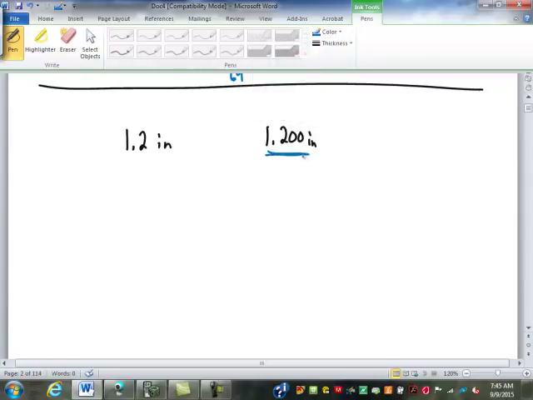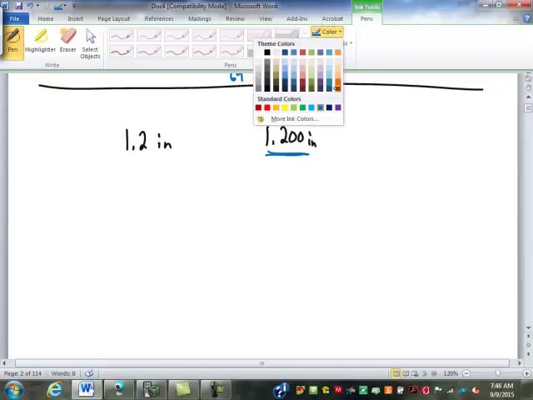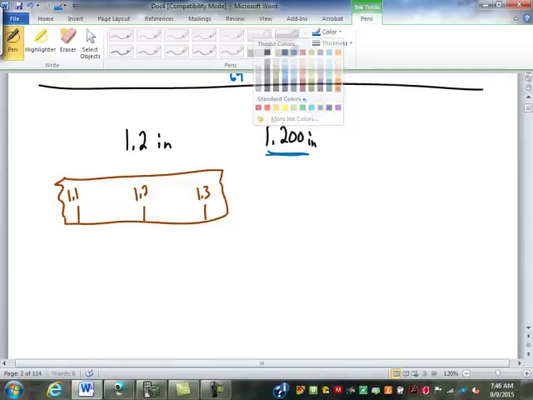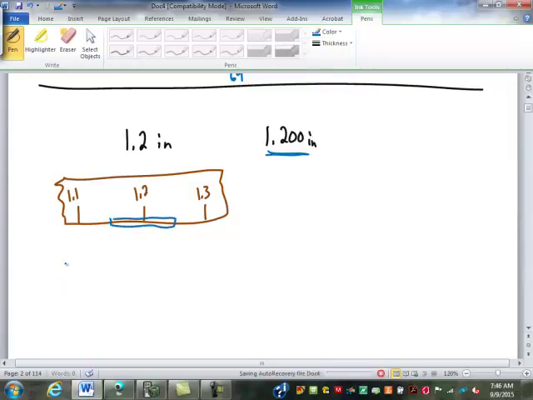This one is implying a certain amount of precision. This one here is implying that you had a ruler capable of measuring to the nearest tenth of an inch, and this object that we're measuring was closest to 1.2. In other words, it's implying a degree of precision to the nearest tenth. Half of that is 0.05, so it's implying a plus or minus of 0.05. So it's saying anywhere from 1.15 to 1.25 inches.